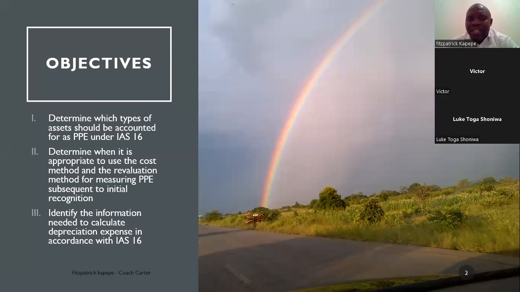One is to determine which type of asset should be accounted for as PPE under IAS 16. Not all assets will actually sit under IAS 16 or be guided under IAS 16. You may have investment properties. You have houses that you are actually renting out. Those houses will be regarded as investment properties. Therefore, they will not fit under IAS 16. We need to have these assets that are able to generate value, and that's what we'll be looking at.